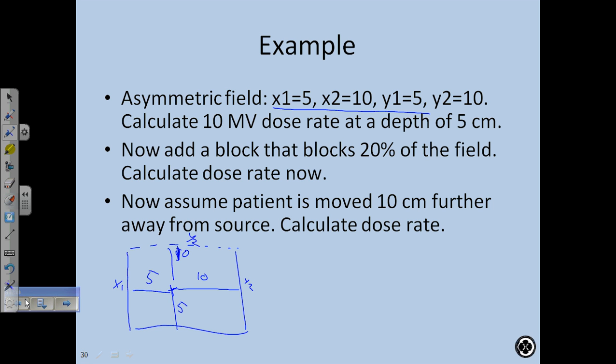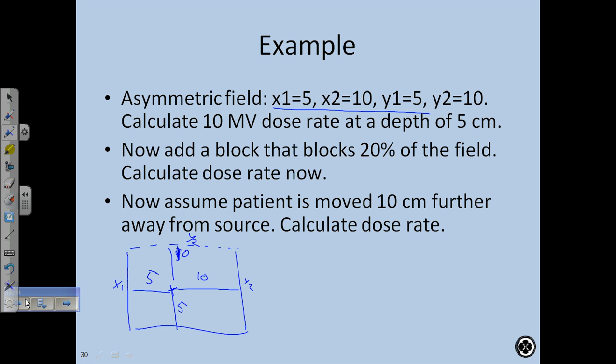How would you calculate the monitor units? It's the same way. You can use the equivalent square, and you would take A to be 15, then B is 15. The fact that it's asymmetric doesn't affect it that much. The scatter is similar, but it's not exactly the same.